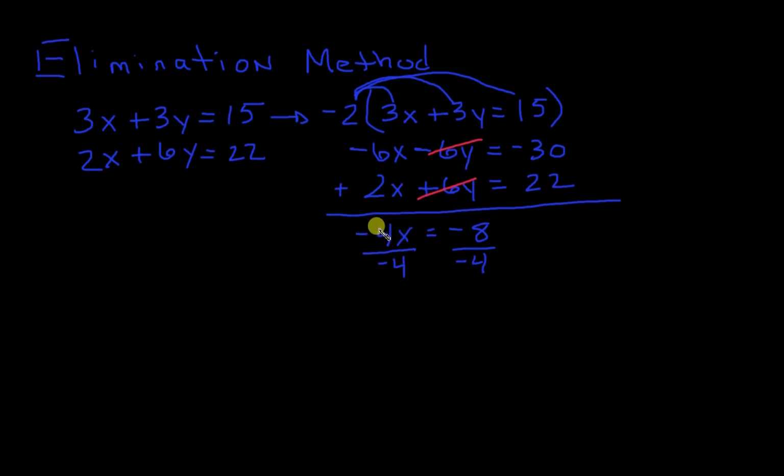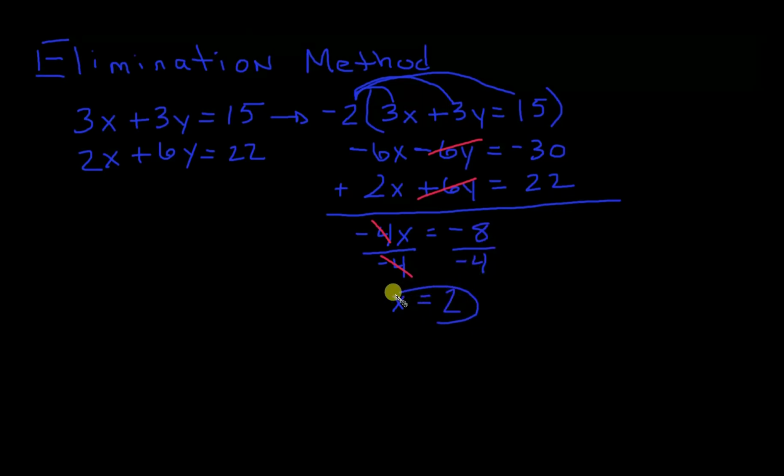This negative 4, since you're dividing by this negative 4, the goal is to get x by itself. So those 4's are going to cancel out. And now you'll have x by itself. So this is what we're looking for, to isolate one variable. And what's negative 8 divided by negative 4? Well, a negative divided by a negative gives us a positive. So 8 divided by 4 is 2.